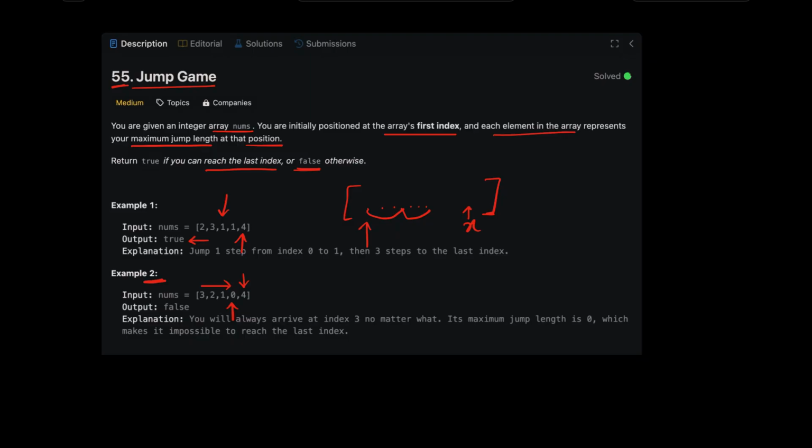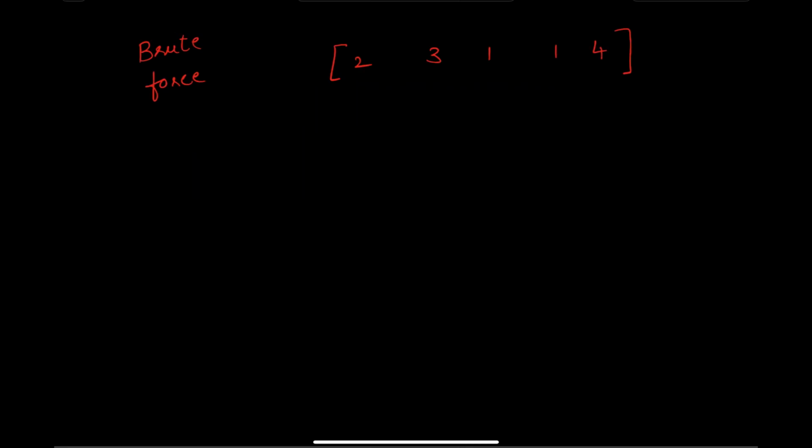This is a very interesting problem and there are multiple ways to solve it. Let's start with the brute force approach and slowly work our way towards building an optimized solution. Starting with the brute force approach, when a pointer is pointing at index 0, the value is 2. It means it can jump up to 2 spaces towards the right. We can either go to 3 or to 1.